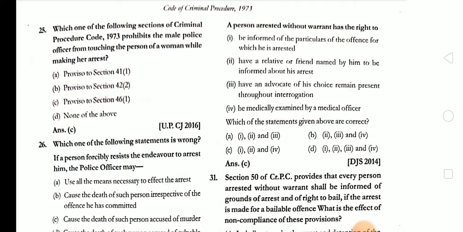Next question, indicate the correct statement regarding the rights of an arrestee. Here the correct answer is C option, first, second and fourth. A person arrested without warrant has a right to be informed of the particulars of the offence for which he is arrested, to have a relative or friend named by him informed about his arrest, and to be medically examined by a medical officer.